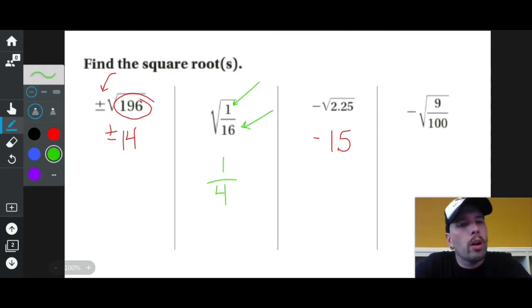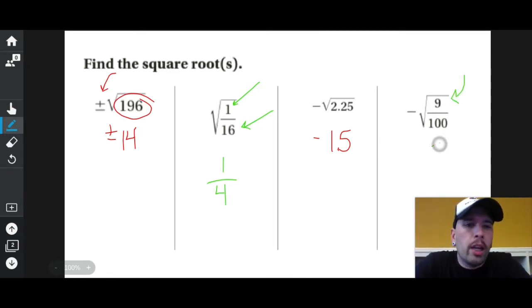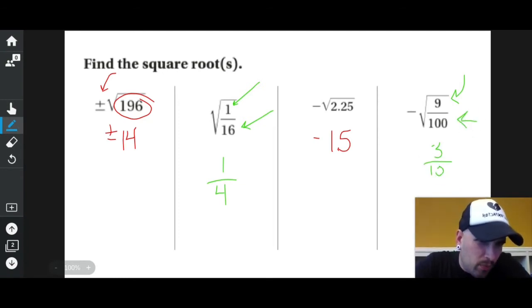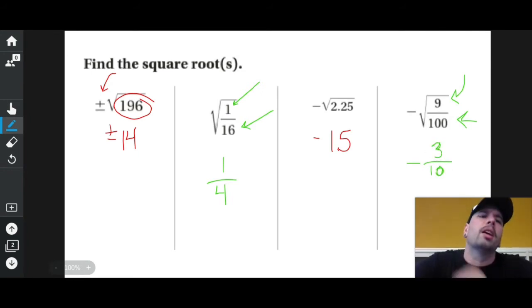And just like before, take the square root of the numerator, take the square root of the denominator. Don't forget your symbol. Let me fix that 0, let me fix that 3, and I think we are right as rain. Let's do some more.